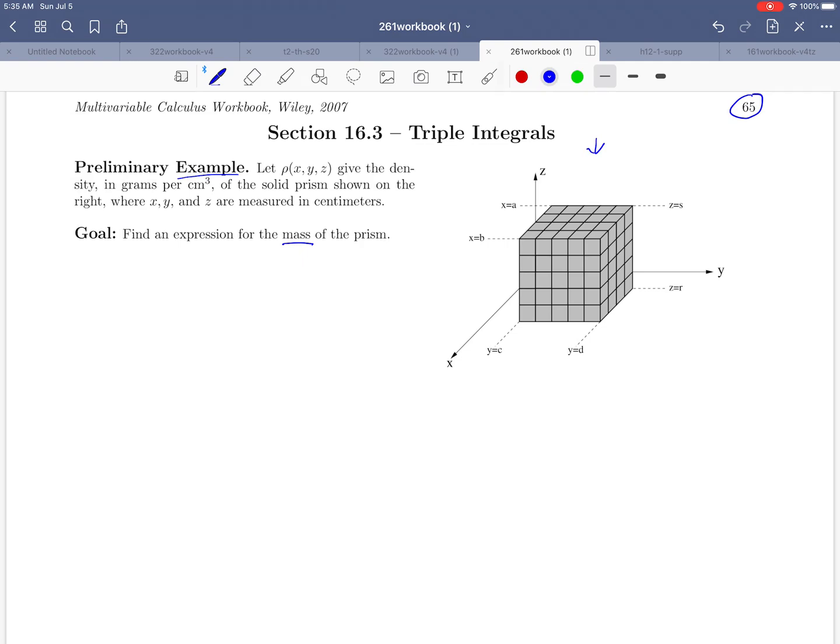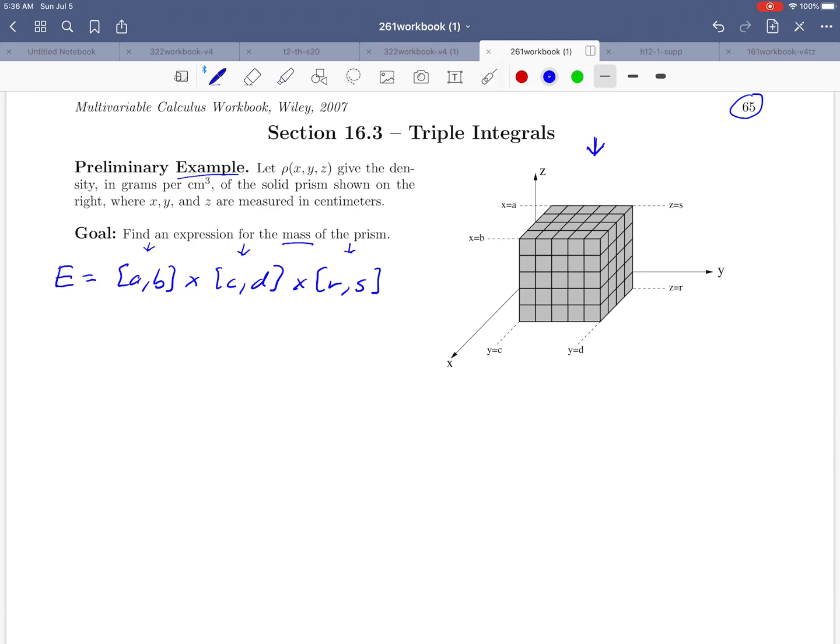Okay, so to get started doing that, I'm going to define a set E. This notation might be new for some of you, so I'm going to write it and then we'll talk about it briefly here. All this means is it's the set of points in three-dimensional space where x is between a and b, y is between c and d, and z is between r and s. That's just a way of describing the same cube that we're looking at over here on the right.